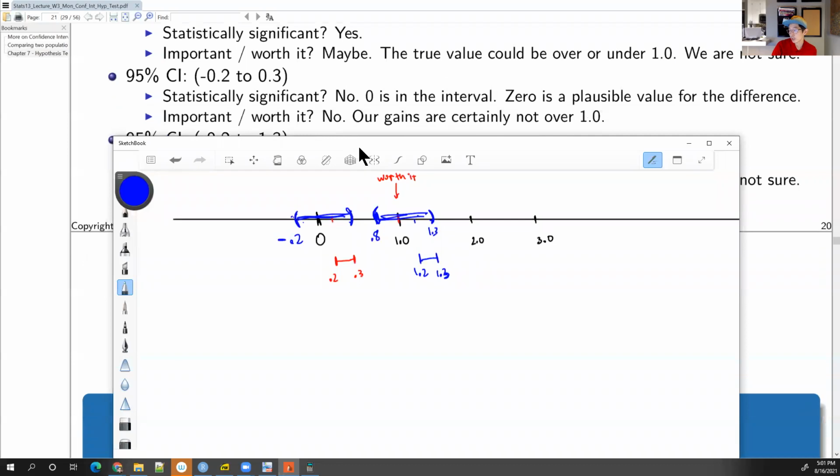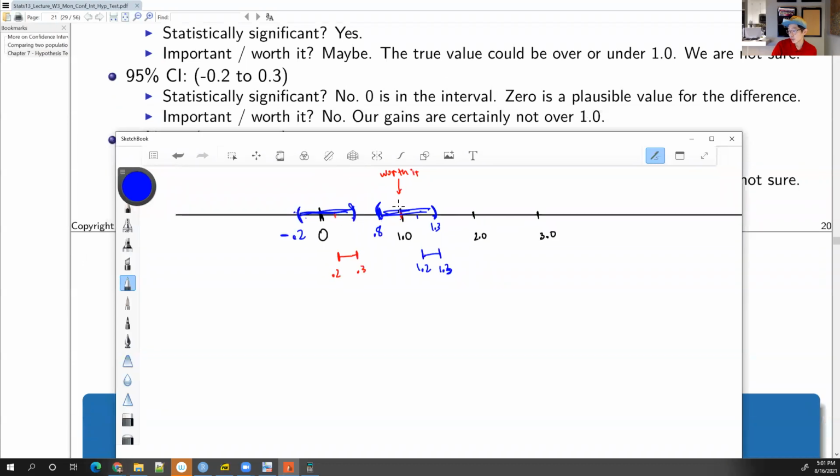Is it going to be worth it? No, okay? Because in order for it to be worth it, it's got to be above 1.0. And even in the best case scenario, it's at best 0.3, okay? So it's not going to be above our worth it threshold.